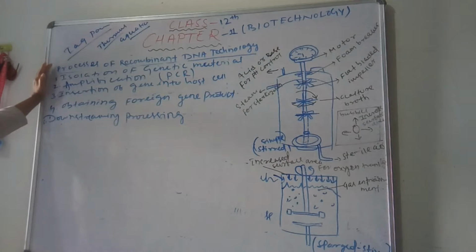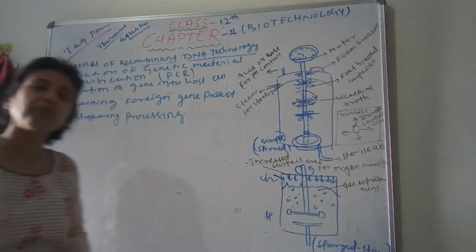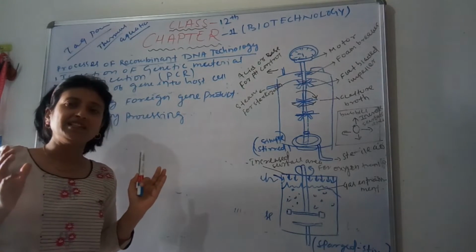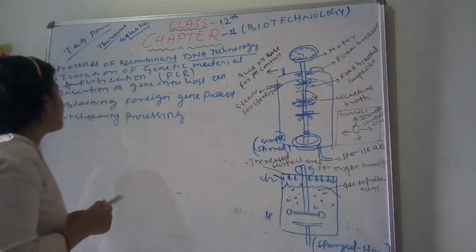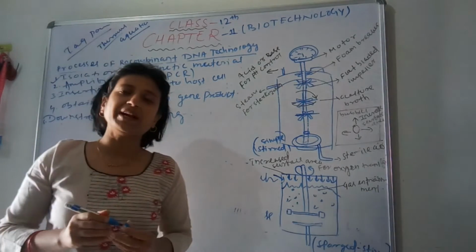This process takes place in several steps: isolation of genetic material, amplification by PCR, insertion of gene into host cell, obtaining foreign gene product, and downstream processing. So how is a recombinant DNA made? Let's see. First step we will discuss is isolation of genetic material.